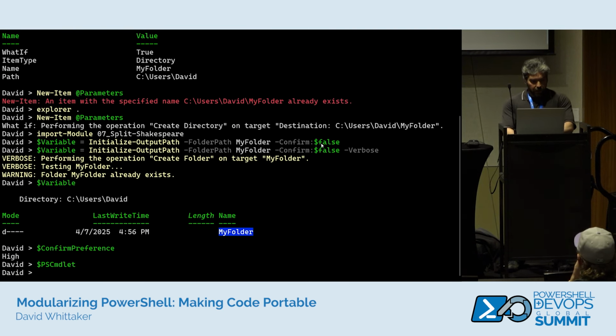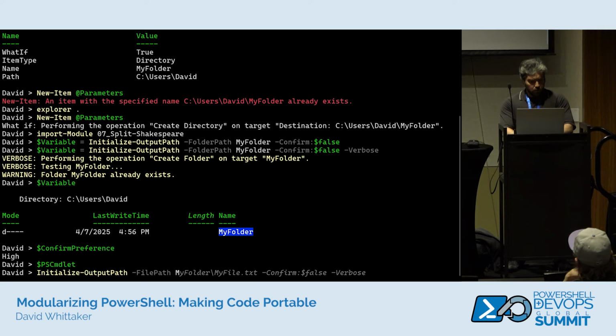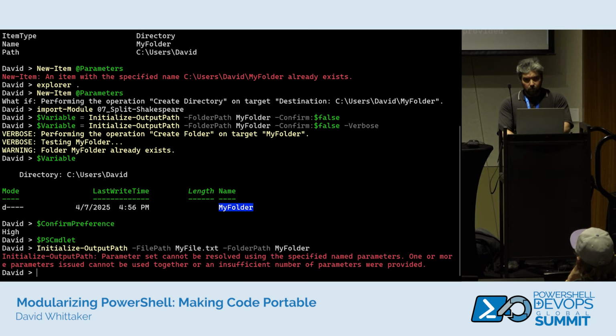So let's see what that looks like in action. All right, that's expected behavior. So basically it says, hey, look, you have two conflicting parameter sets. Pick one.